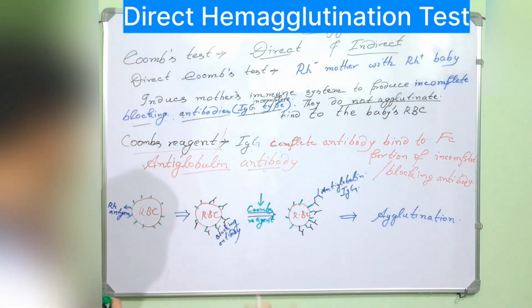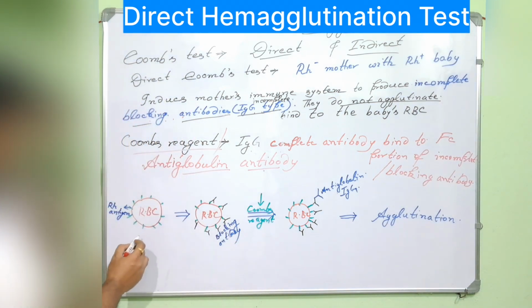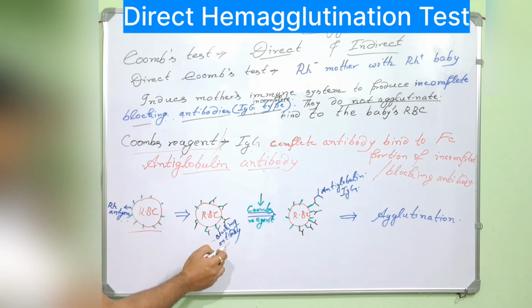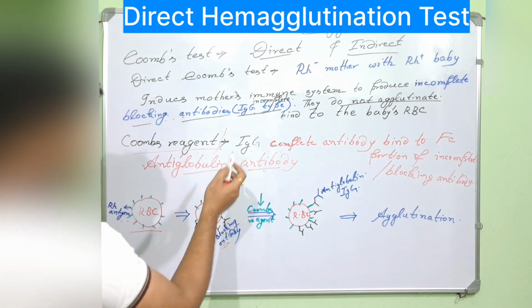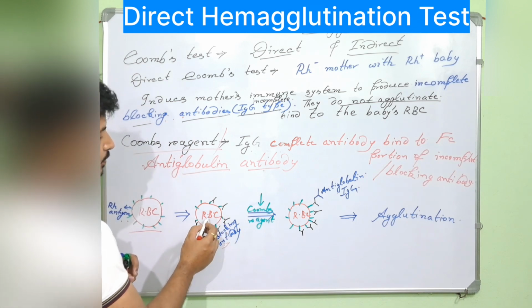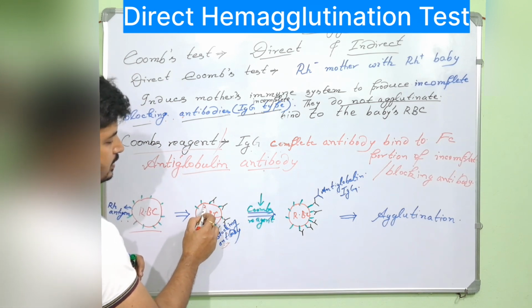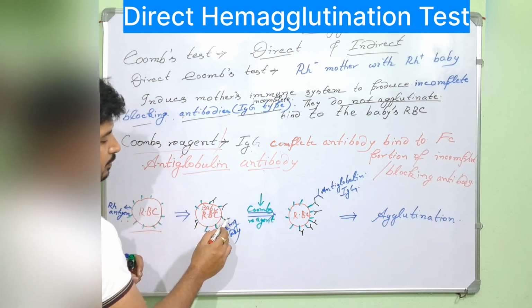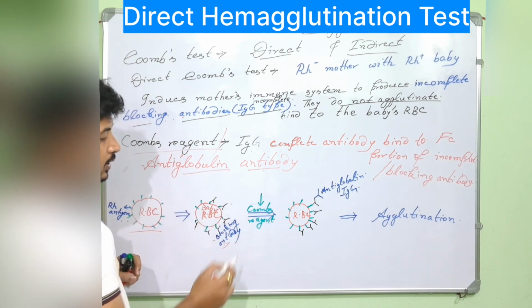So let's understand this by the picture here. So this is the RBC. These green marks are the Rh antigen I have written. Now this Rh antigen is bound by the blocking antibodies. Okay, these blocking antibodies come from the mother's immune system, which are now bound to the Rh antigen of the baby. This is the baby's RBC, and the Rh antigens are bound by the mother's antibody.